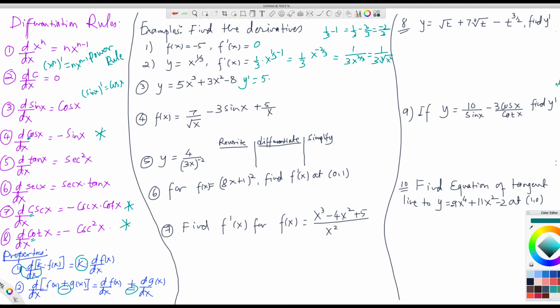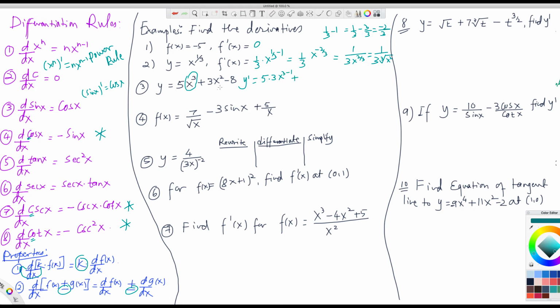Because see, property number 1 here says that if there is a number multiplied to something, then you can pull that number outside and find the derivative of that function only. So I'm pulling 5 out, and I want to find the derivative of x cubed only. What is the derivative of x cubed? It is 3x to the 3 minus 1. I'm using formula number 1, right?